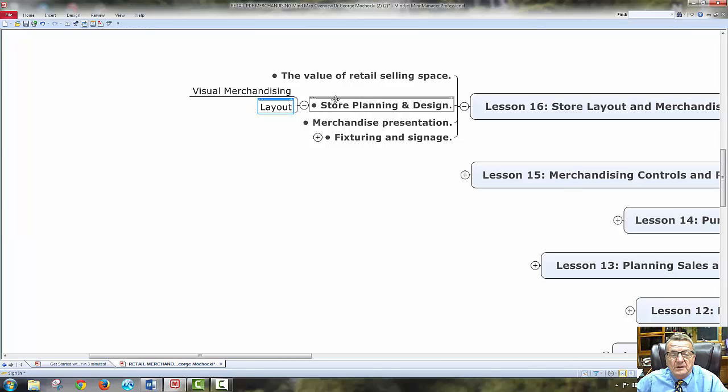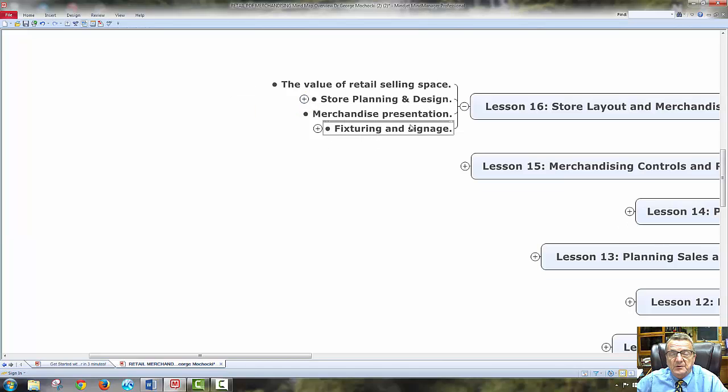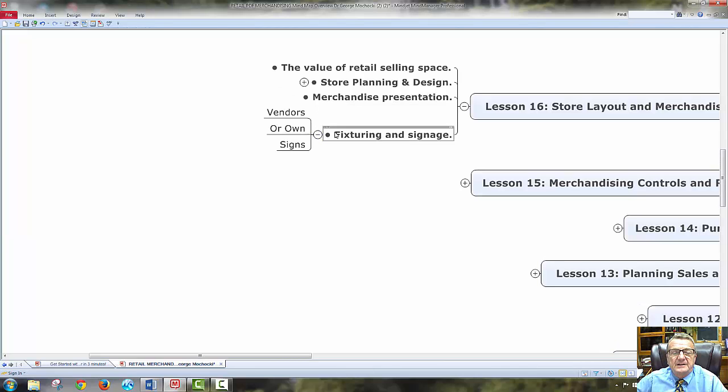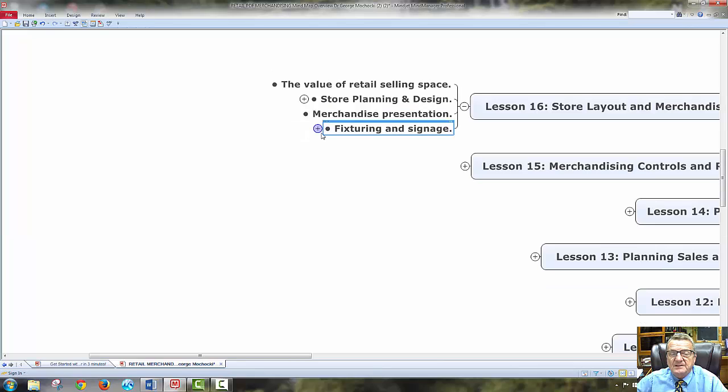Okay, so we have that. The last one is merchandising presentation. That's advertising, how to just generally have a general idea. And then fixtures. Do I buy my own fixtures? Do I use the vendor sign and signage? Okay.